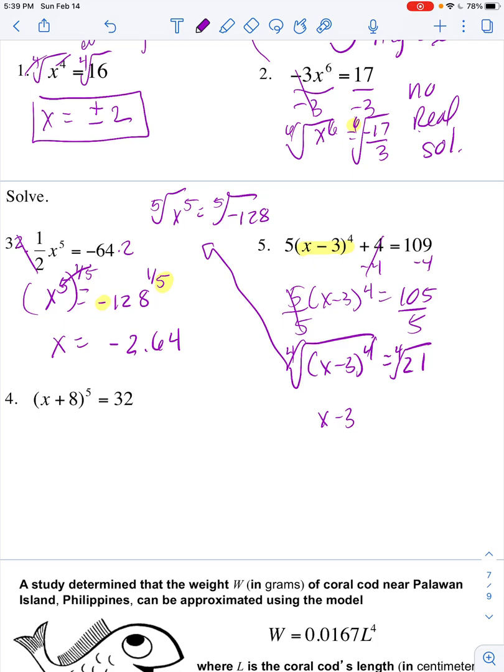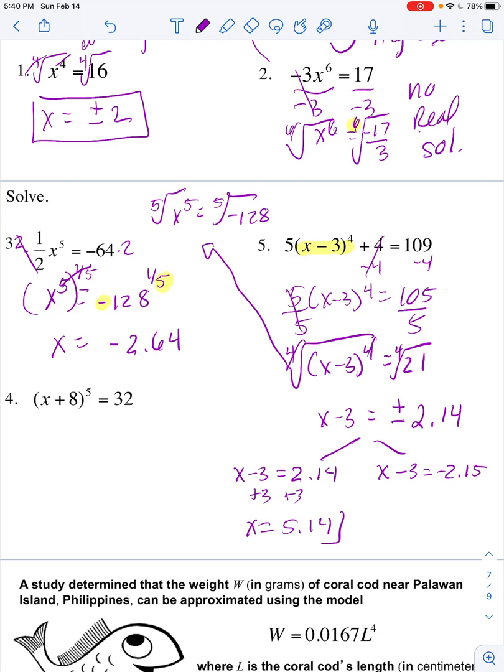And paying attention to my notes up there, I'm taking the even root of a positive answer, and so I'm going to actually get 2 real solutions. I'm going to get plus or minus the fourth root of 21, which is about 2.14-ish. But I'm getting those 2 possible answers. So then I have to say, all right, well, I'm still trying to get my x alone. So here I'm going to add 3 to both sides and get my first possible answer. Here I'm going to add 3 to both sides, and then I'm going to be getting my other potential answer.